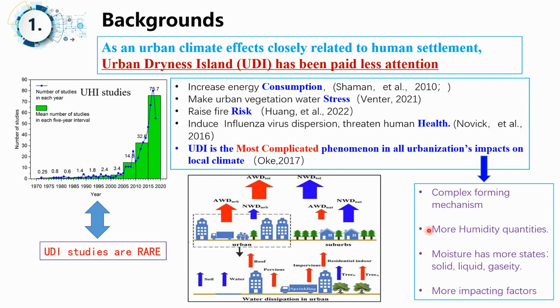Here, I try to summarize the reasons for that. First, it has a complex forming mechanism. For example, gasoline consumption will contribute to the UHI, while it will play a negative role on the UDI. Second, there are many humidity quantities, like relative humidity, absolute humidity, vapor and so on. Third, moisture has many states, like solid, liquid, and gas, and it keeps shifting from one to another quickly in a short time. And fourth, there are many impacting factors, like the urban morphology, the land surface temperature, anthropogenic moisture emissions, and other things.